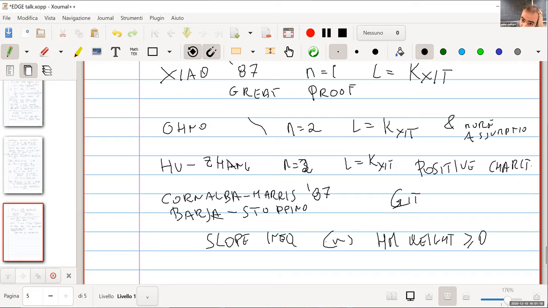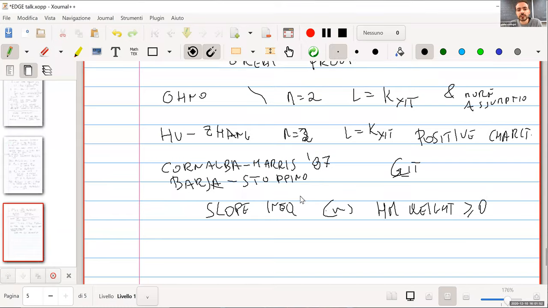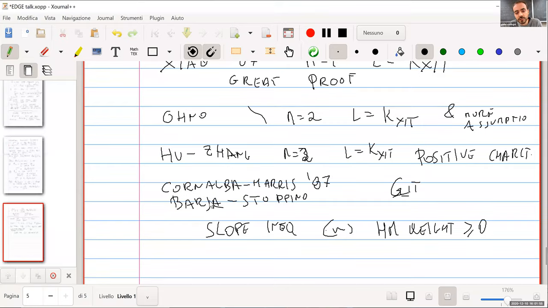But why GIT? Because Cornalba-Harris, as you know, wanted to study the moduli space of curves, and that very moduli space was constructed using GIT. So it was natural for them to have the slope inequality using GIT. But the KSB and the K-stable moduli spaces are not constructed using GIT. Because of this, we look at other tools, other proofs. The other credit I have to give is to Barja, especially for his PhD thesis. He has a very creative PhD thesis, and our first result is very close to it. It was a lot of inspiration for us.